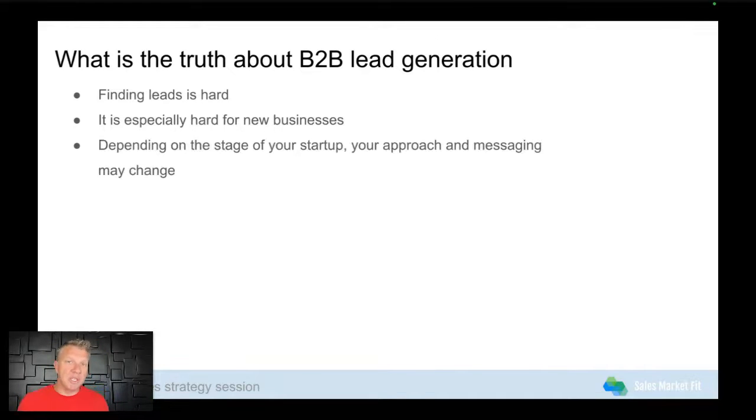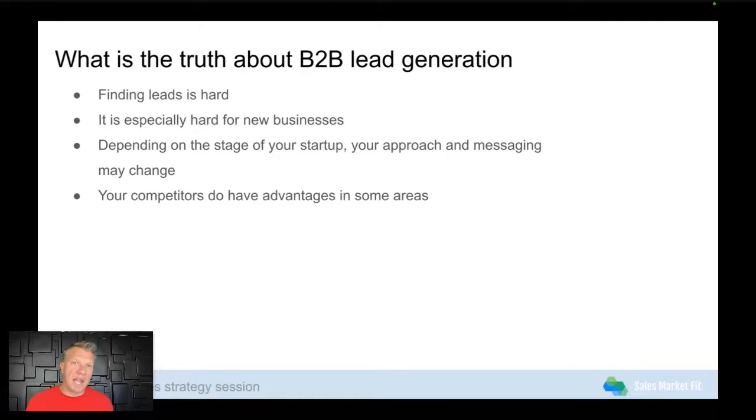Now, depending on the stage of your startup, your approach and your messaging may change as well. So what worked yesterday may not work today, may not work tomorrow, and may be different in different markets. We have to be prepared for that. And you have to be aware that your competitors have some advantages in some areas. It does not make sense, as a B2B business or a startup or in any capacity really, to go head to head with competitors when you can avoid it. It does not make sense.